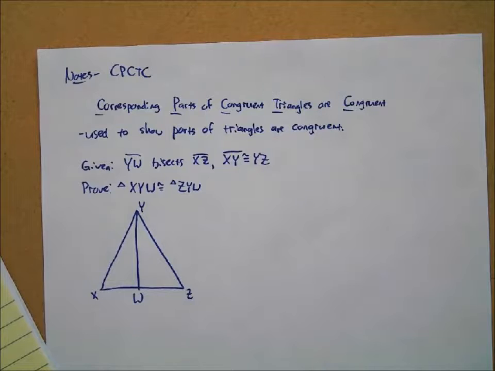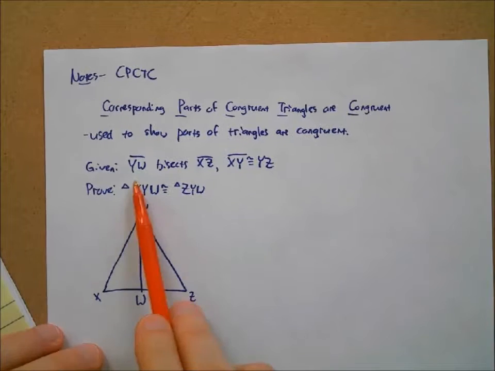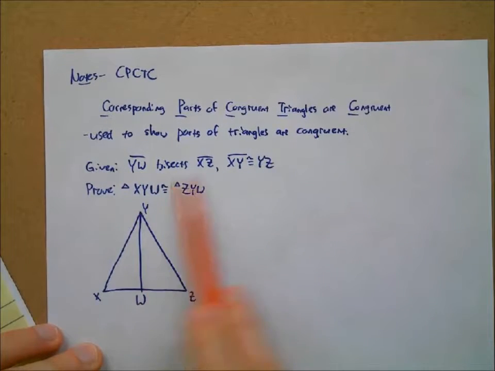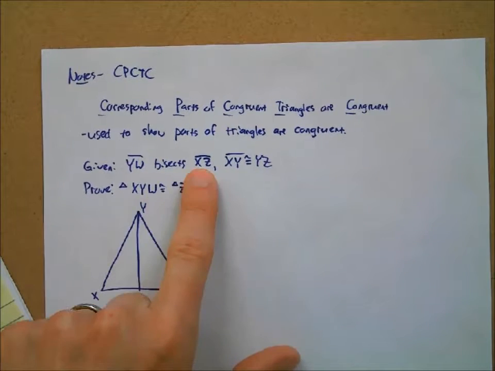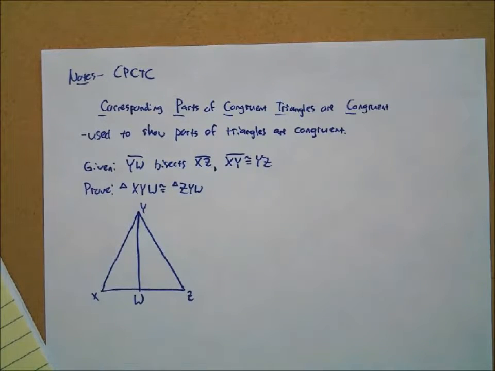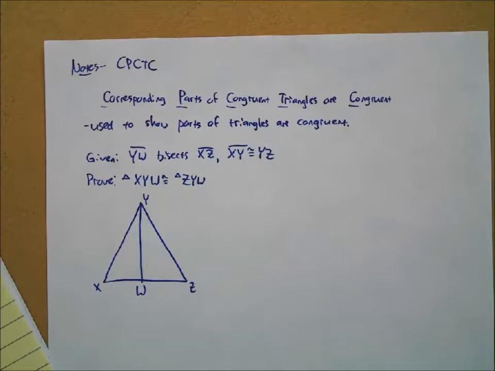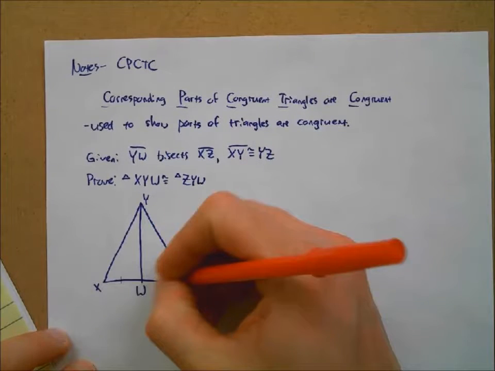Okay. So let's first mark our triangles. For example, Jake, if we know that segment YW here bisects segment XZ, what can I mark to be congruent? What's being bisected here? A segment is being bisected. So that means what's going to be congruent here? That means that XW is going to be congruent to WZ. Exactly. There's our congruence there.